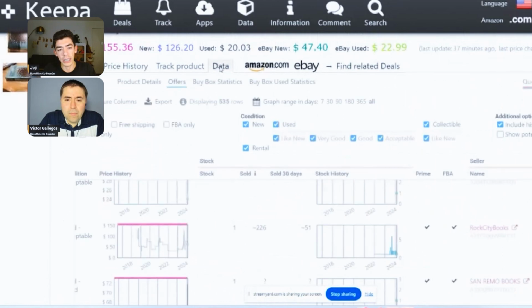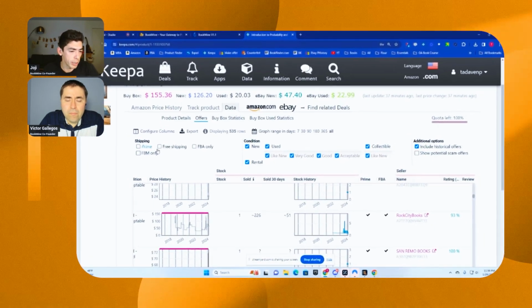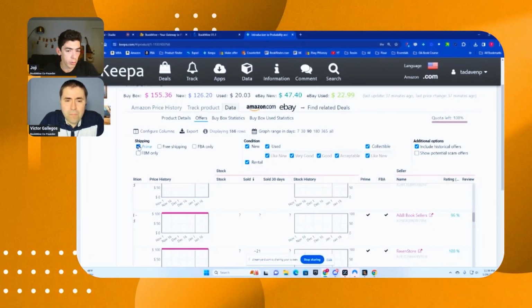Now, one thing that I didn't tell you about the offers tab is that you'd probably also want to do a little bit more filtering. For example, you might only be interested in the prime offers. So you could select, I also want to look at prime offers.